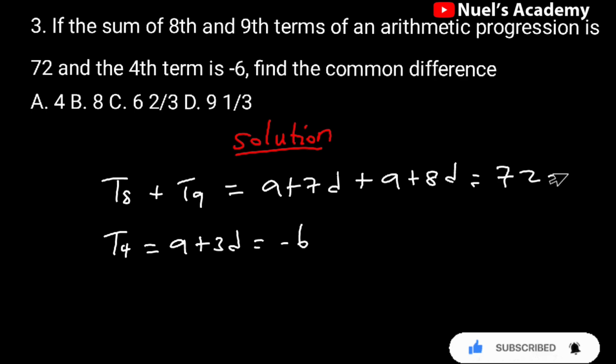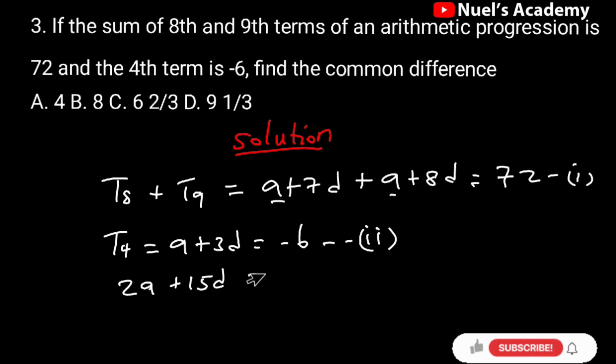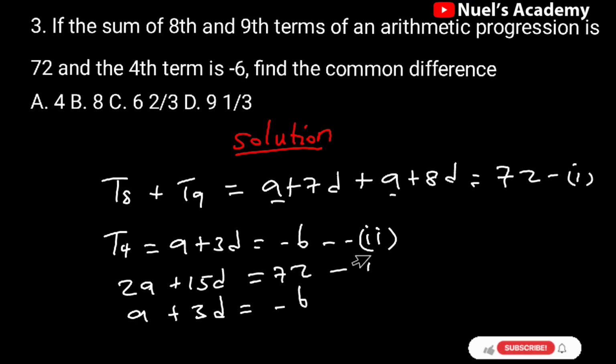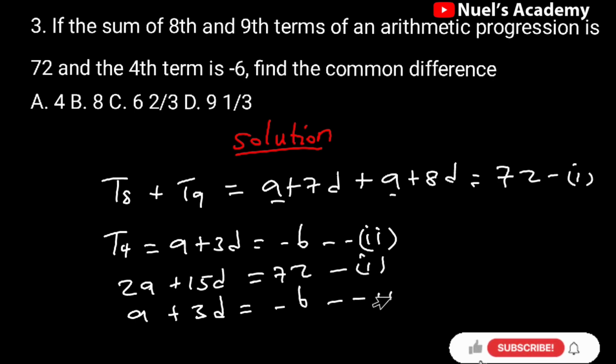So let's call this equation I, and then this equation II. Now from equation I, we have that a plus a is equal to 2a, then plus 7d plus 8d is equal to 15d. Now this is equal to 72. And then for the fourth term, which is equation II, we have a plus 3d equals to minus 6. Now this is still our equation I, and then this is equation II.